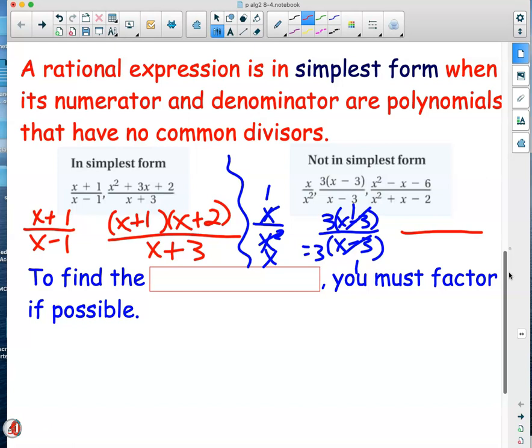So we just go to good old-fashioned factoring and say x times x is definitely going to get me my x squared. On the top, I need two numbers that multiply to -6 and add to -1. Help me out. What would those be? -3 and +2. On the bottom, we're going to need two numbers that multiply to -2 and add to 1. 2 and -1.